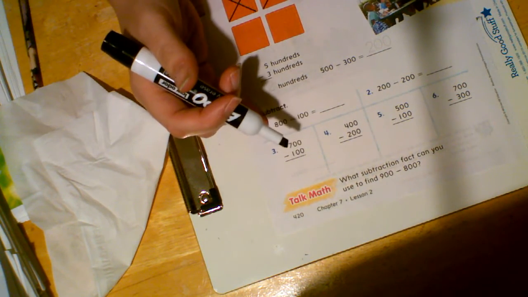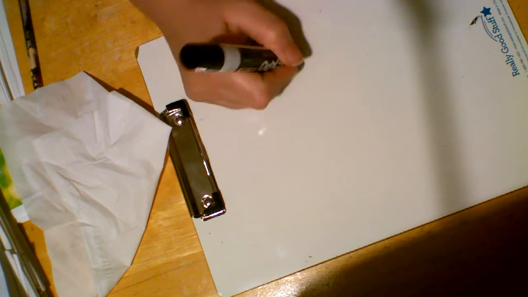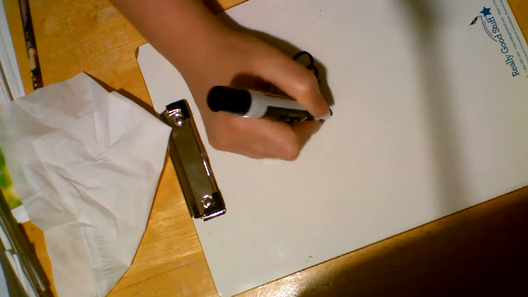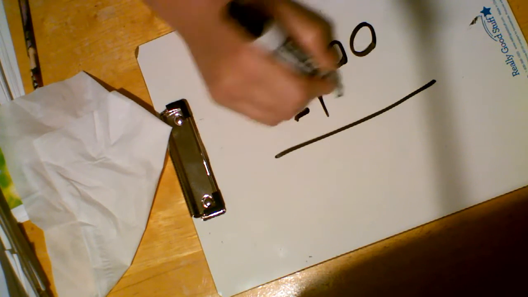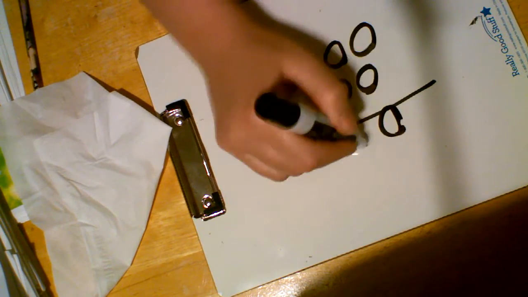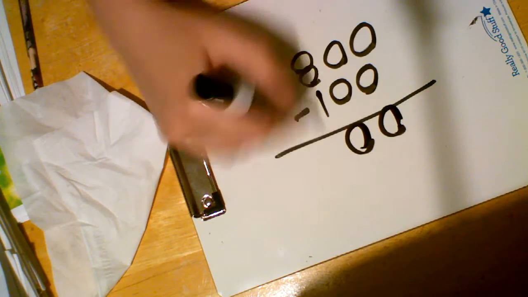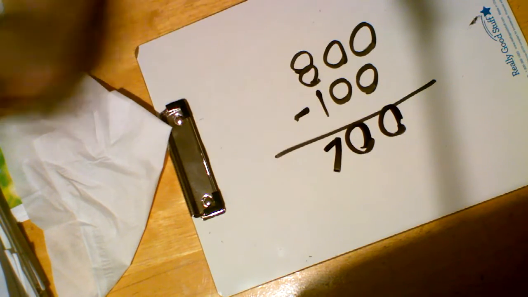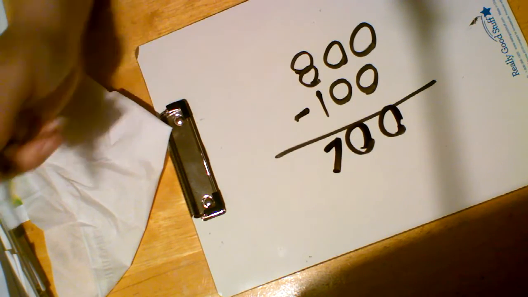So let's go ahead and turn to the next side. The next side, you have basically some subtraction problems here. We have 800 minus 100. Well, if you know what 8 minus 1 is, then you know what 800 minus 100 is. Again, we start over here with our ones column, then we move to our tens, then we move to our hundreds. Okay, so number 1 should be 700.